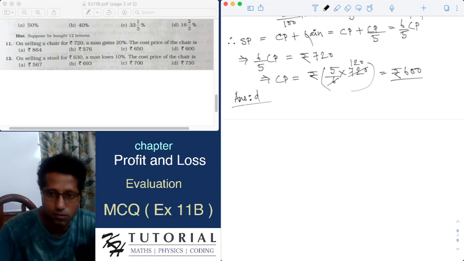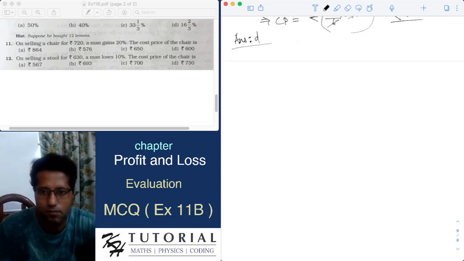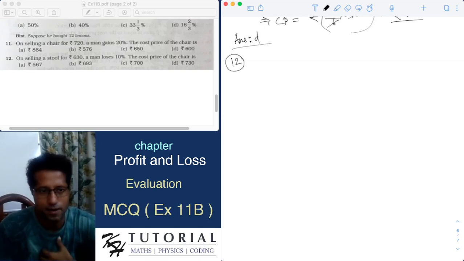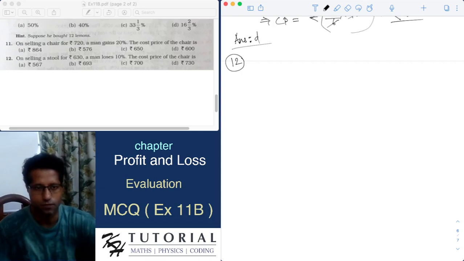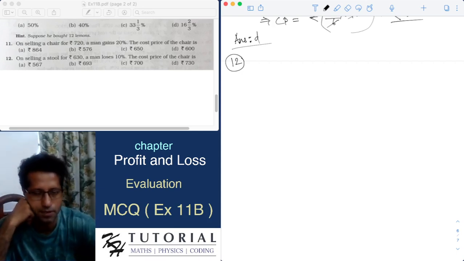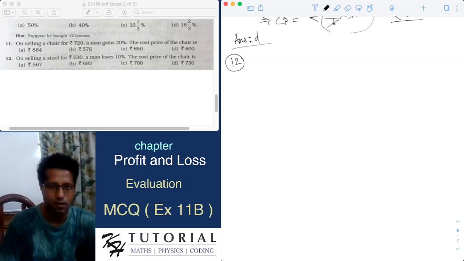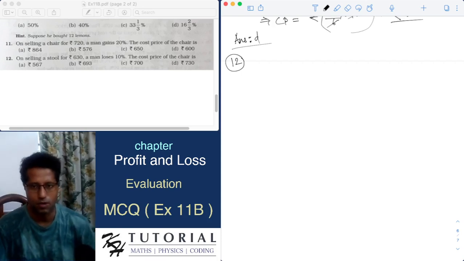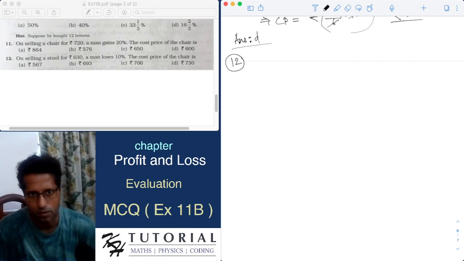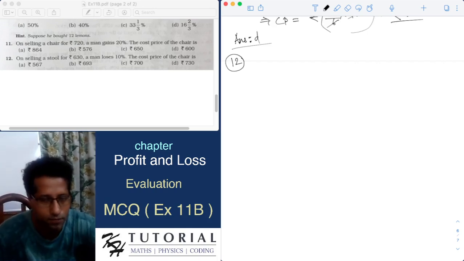Okay, let's do the final problem, that is problem number 12. It says that on selling a stool for rupees 630, a man loses 10%. The cost price of the chair is. On selling a stool, so we are given SP and we are given loss percent. So from SP and loss percent, you have to find CP. Now, if you have memorized some formula of finding CP from SP and loss percent, that is fine. You can go ahead with that.